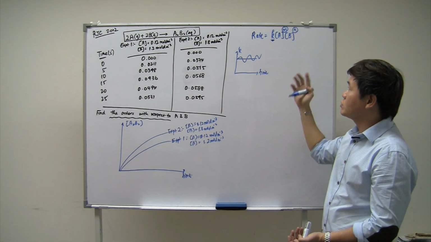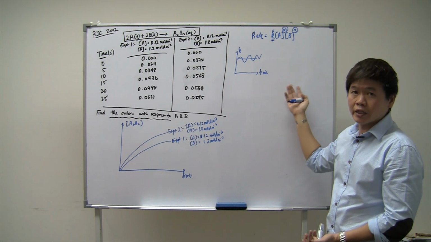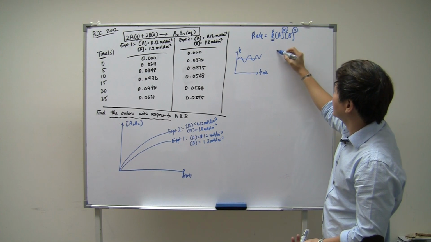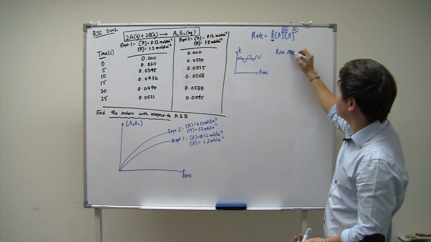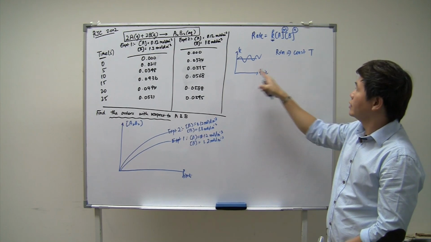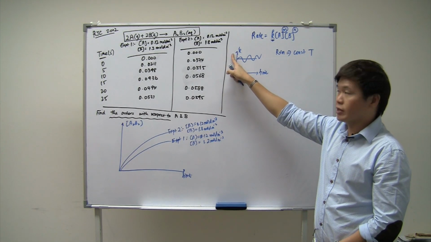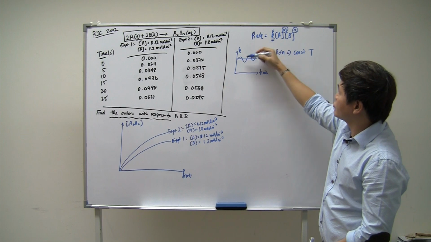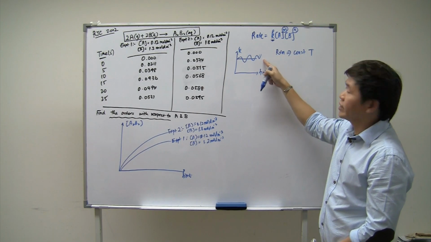And therefore, whenever you do planning from experiments or kinetic experiments, a very important thing is that the reaction must be at constant temperature. Because if the temperature is not constant, then my rate constant will change with time as the reaction proceeds, and therefore look at this graph. If it changes with time, we cannot find the actual value of K.